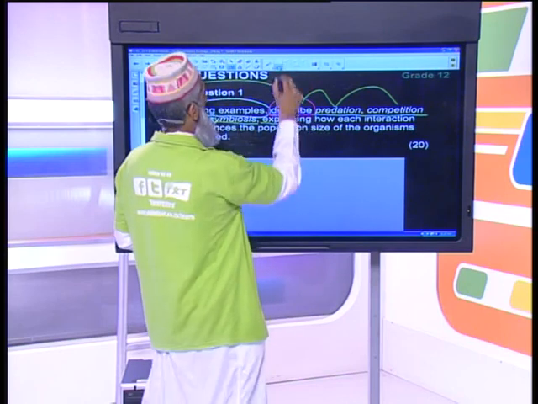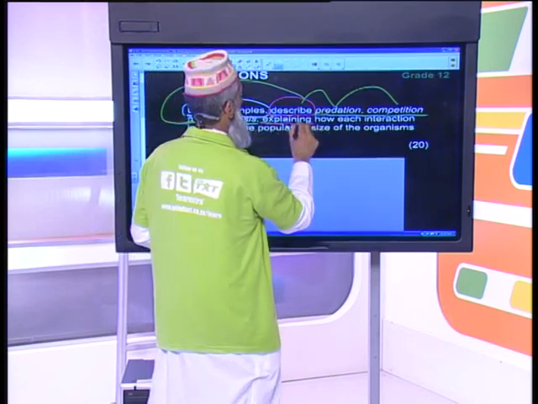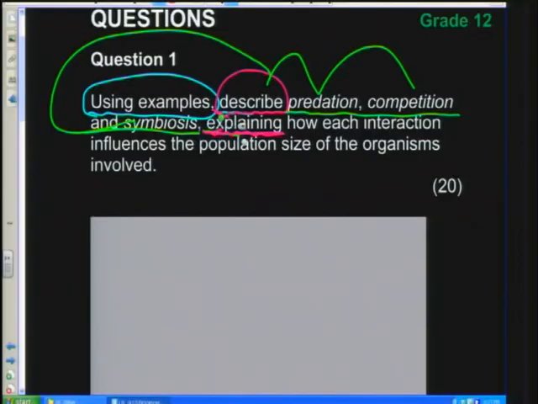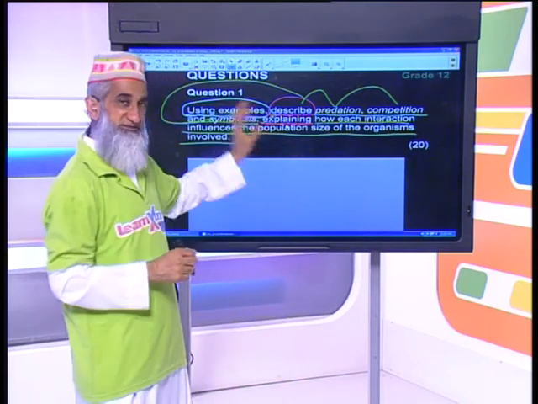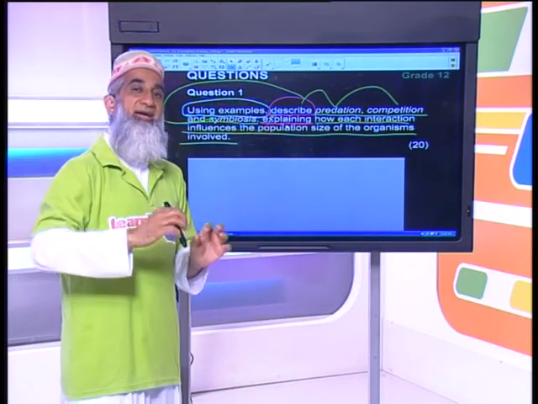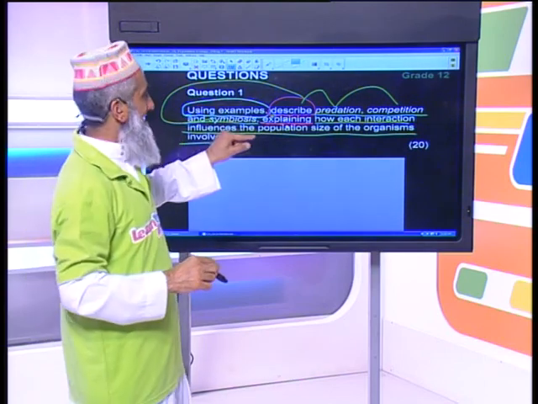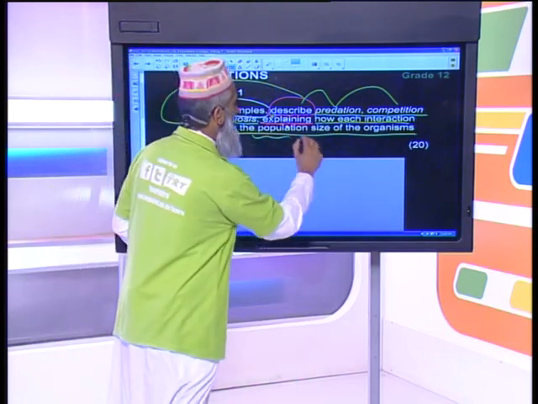Explaining. Let's use our color there. Explaining. It's another verb. Explain what? Explain how each interaction influences the population size of the organisms involved. So your emphasis is to describe these things with an explanation of how they impact on the size of the population.